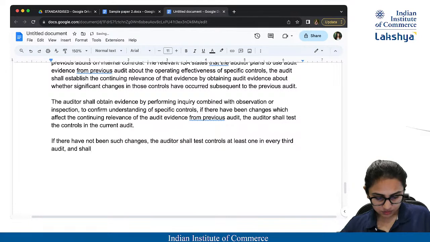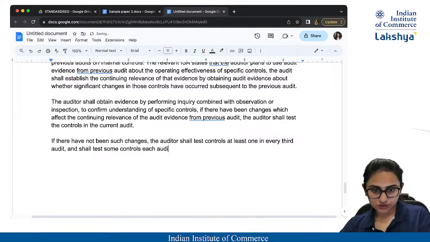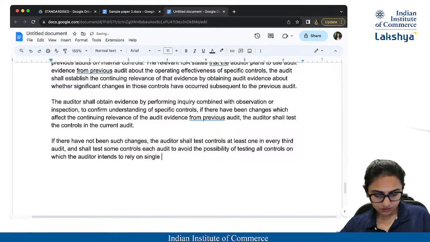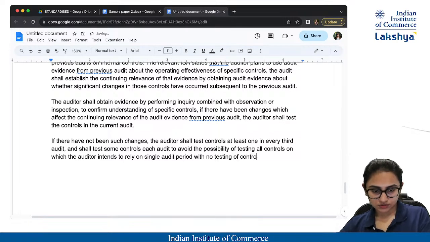And shall test some controls each audit, to avoid the possibility of testing all controls on which the auditor intends to rely in a single audit period, with no testing of controls in the subsequent two audit periods.